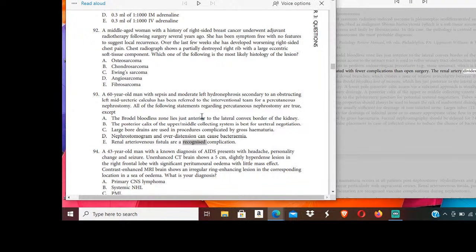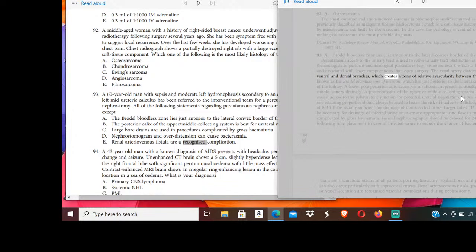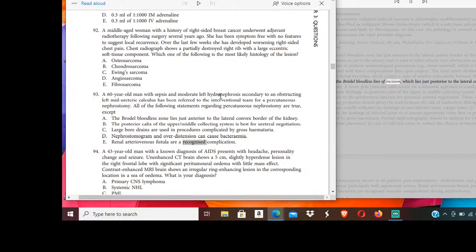The renal artery divides into the ventral and dorsal branches, which creates a zone of relative avascularity between the divisions known as the Brödel bloodless line of incision, which lies just posterior to the lateral convex border of the kidney. A lower pole posterior calyx access via a subcostal approach is usually best for simple urinary drainage.